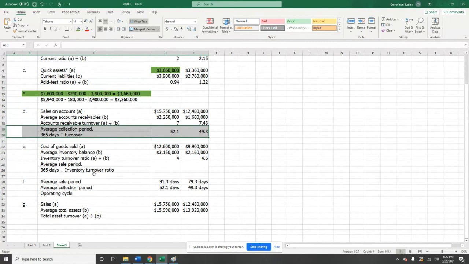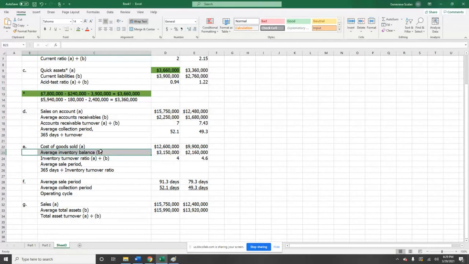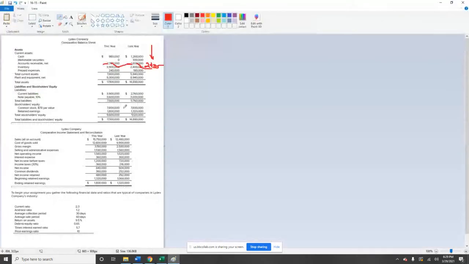So again, this is another one of those things where we're doing an average, right? Average inventory this time. So average inventory balance, right? Well, to get average inventory balance, you have to take beginning inventory balance plus ending inventory balance divided by 2. And again, I'm taking this plus this, because last year's ending is this year's beginning.